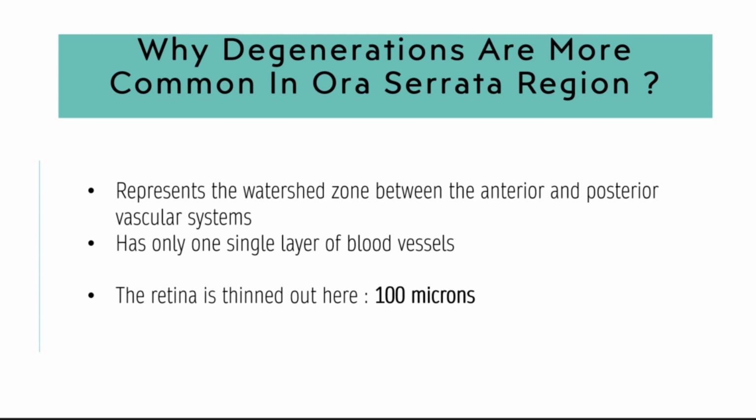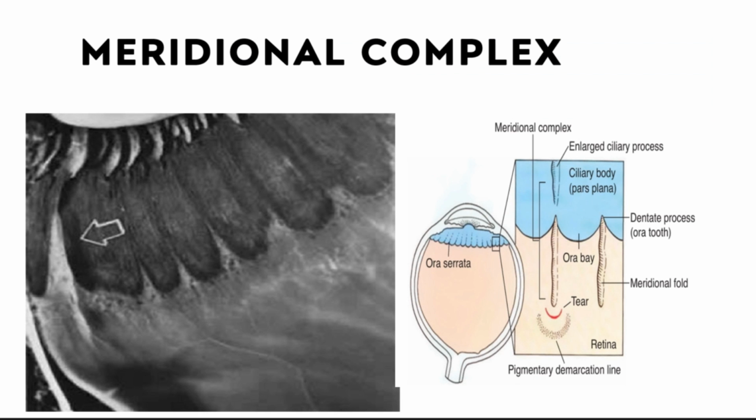Now, before we go to other findings, let me tell you one more important clinical point, and that is why do you see most of the degenerations at the ora serrata region, right? That happens because the ora serrata region acts as a watershed zone between the anterior and the posterior circulation. Therefore this region has just a single layer of blood vessels, and moreover the thickness of the region is also very less, and that is the reason why degenerations are more common within the ora serrata.